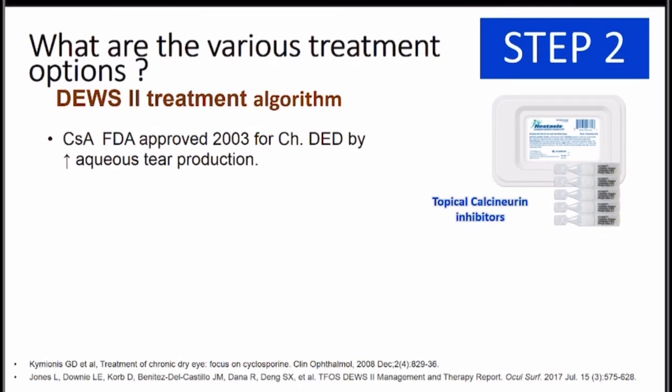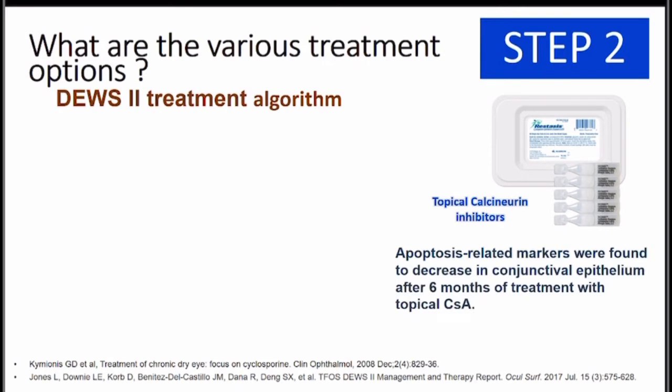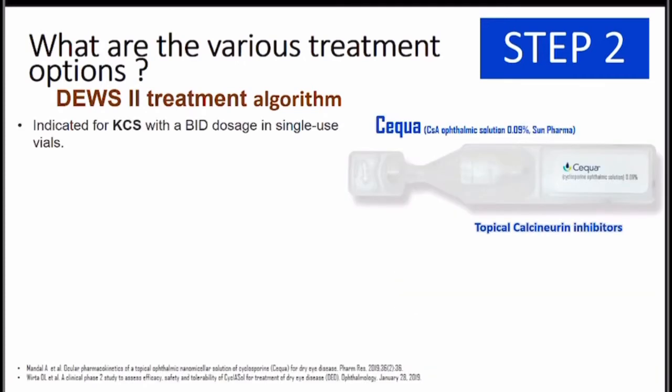We have topical immunomodulators like topical cyclosporine. It was FDA approved in 2003, and I use this quite frequently. It can really treat and address both types of dry eye. It has also been shown to improve the patient's tolerance to anti-glaucoma medications, and apoptosis-related markers were found to be decreased after using this medication.